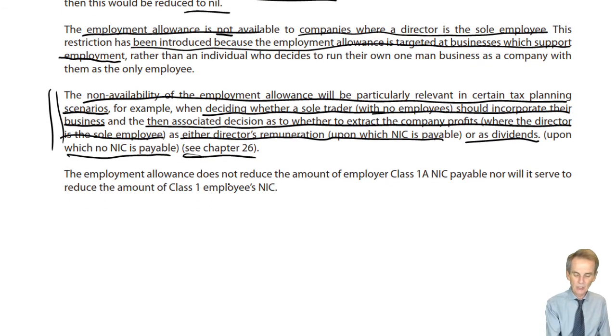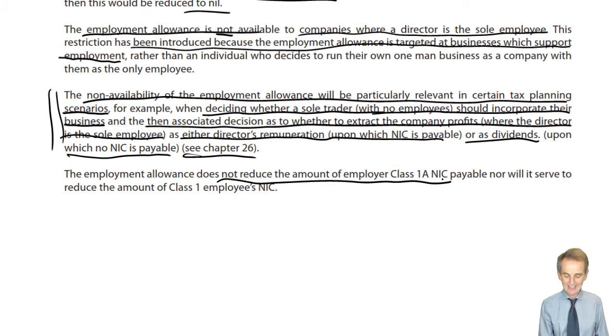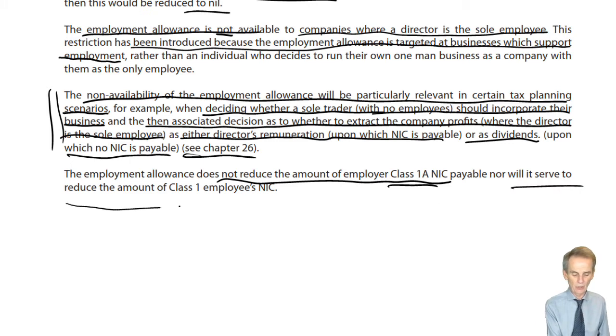The employment allowance does not reduce the amount of employer Class 1A NIC that is payable. You can't then say, oh, well, I've only got employer Class 1 NICs of £2,000, therefore my £3,000 employment allowance takes out the £2,000, brings it to nil. Oh, and the extra £1,000, can I put that against the Class 1A employer's NIC? Answer, no, you can't. It only goes against the Class 1 employer NICs. So you can't put it against Class 1A, nor can you use it to reduce the Class 1 employee's NICs either.